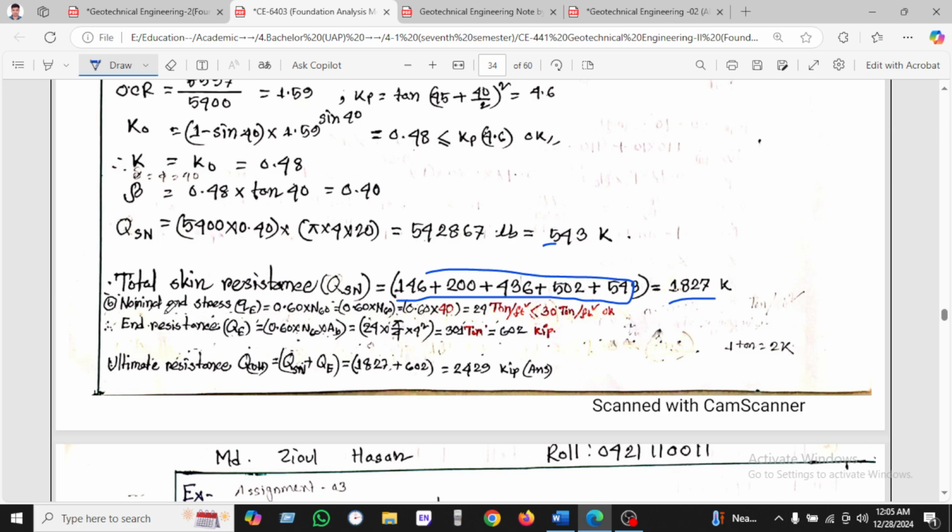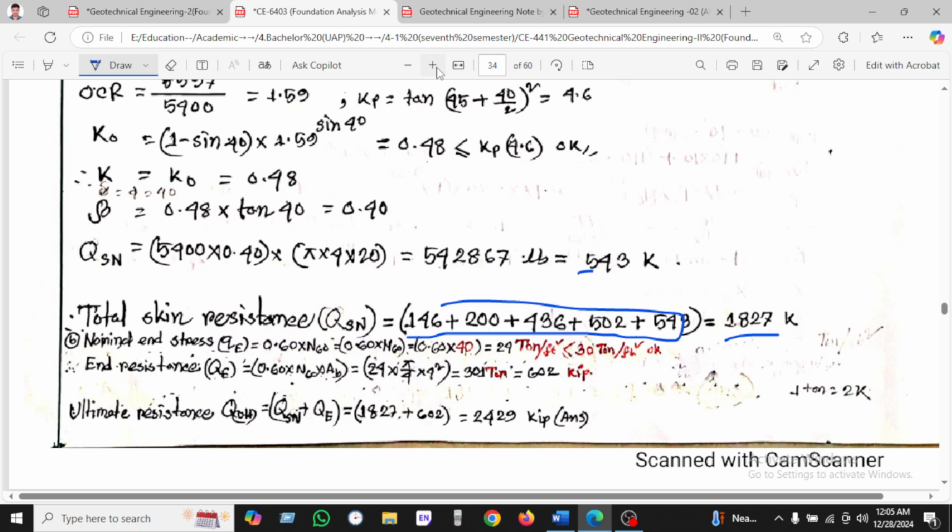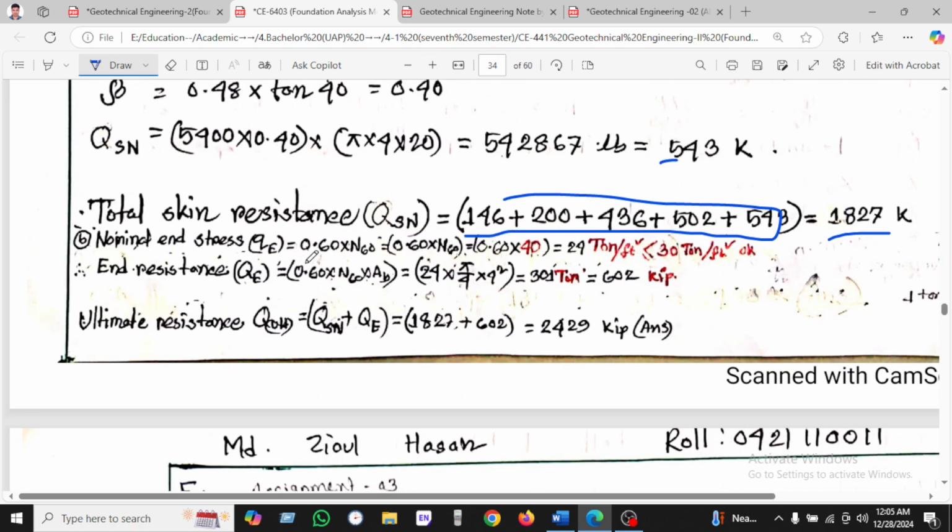Then the second question is the nominal yield resistance, Ne 0.60 into N60, and found 20 ton per feet square, which is less than 30 ton per feet square. So this is okay, and yield resistance will be 0.60 N60 into AB, which is 60 ton or 31 ton, equal to 60 ton. The ultimate resistance equal to 1827 plus 602, which is 2429 cubic feet. Okay.